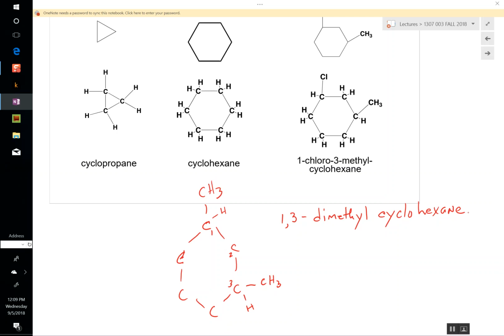I'm not counting clockwise. I'm counting shortest path to the next substituent. So even if this one was over here, now that's going to be 1, 2, 3. Okay? I'm going to come around this way to get to this one, because that's the shortest path.